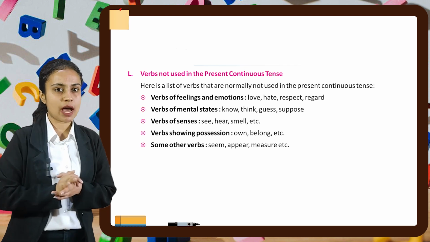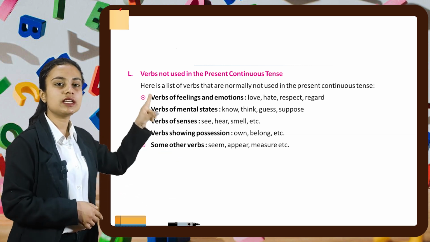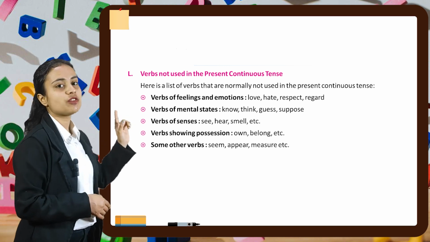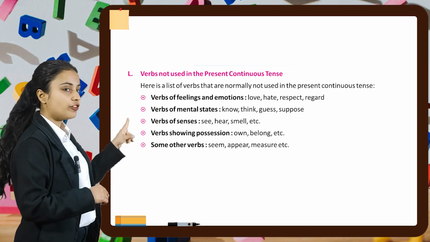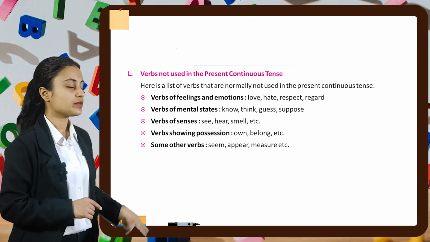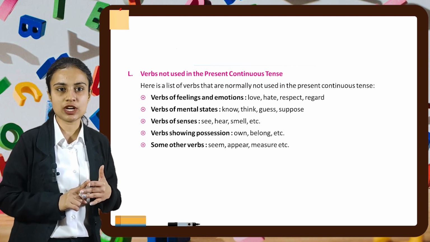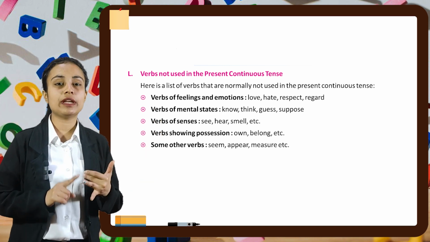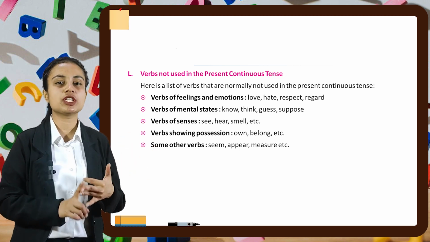Now our next part of this chapter is verbs not used in present continuous tense. Here is the list of verbs that we normally do not use in the present continuous tense. First one is verbs of feeling and emotion like love, hate, respect, regard. Verbs of mental state, for example, know, think, guess, suppose. Next is verbs of senses, that is see, hear, smell, etc. Next is verbs showing possession, that is own, belong, etc. Next is some other verbs like seem, appear, measure, etc.